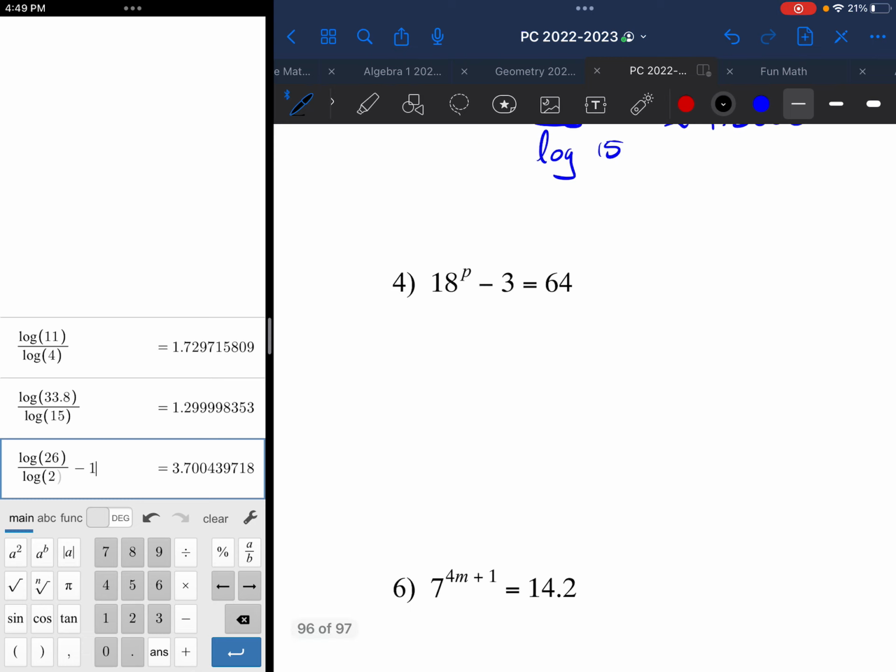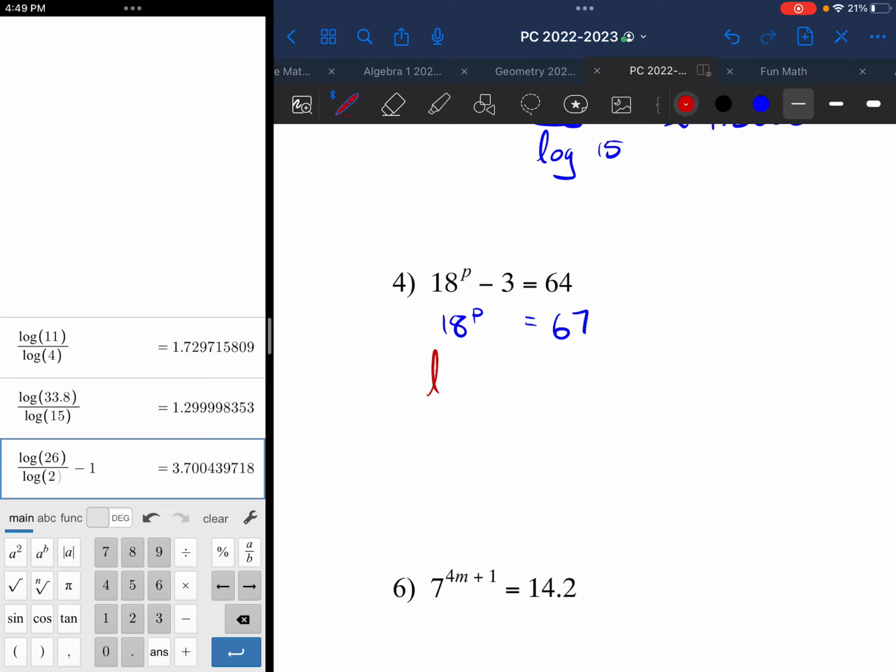Number 4. This is the first time where we need to isolate the exponent. So this is the exponential function. This is not the exponential function. This is annoying, this minus 3. We need to get rid of it first. We have to isolate the exponential function. So I'm not going to say plus 3. You guys know I'm going to add 3 to both sides. I'm saying that out loud. So I get 18 to the p is equal to, if I add 3, this is going to turn into, 67. I just added 3.